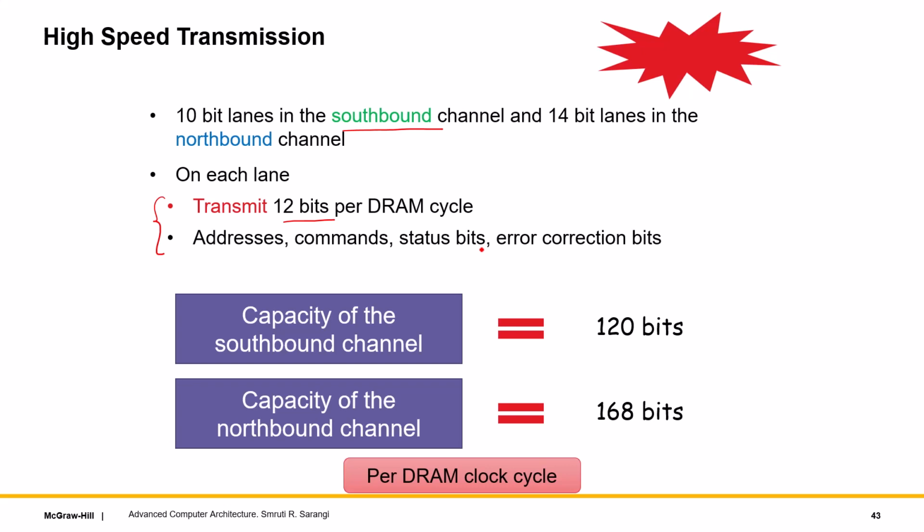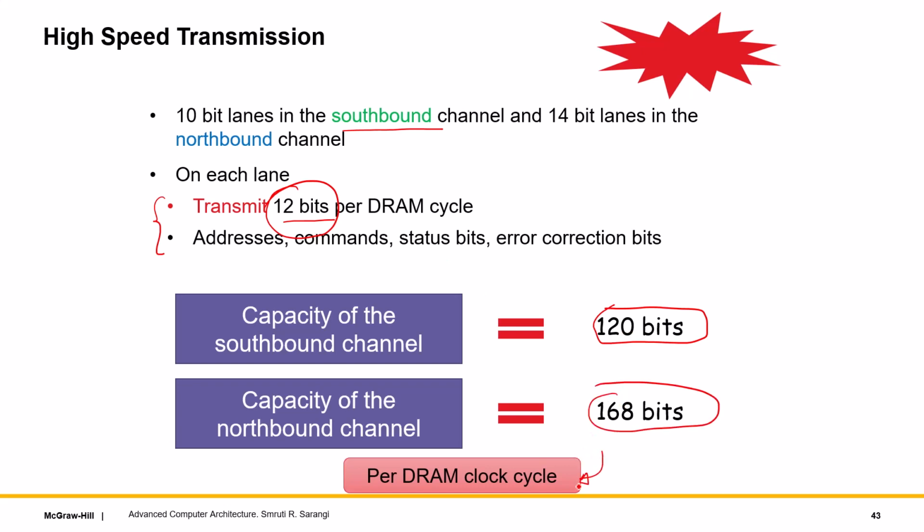So the key thing is the capacity of the southbound channel, right? A lane is, you can think of it as multiple serial buses all bundled into one. Or if you think of it from the point of view of a bus cycle, then of course it's a high speed serial bus. It doesn't matter in any case. Per DRAM cycle, we are transmitting 120 bits on the southbound channel and 168, which is 14 into 12, on the northbound channel, which is per DRAM clock cycle.